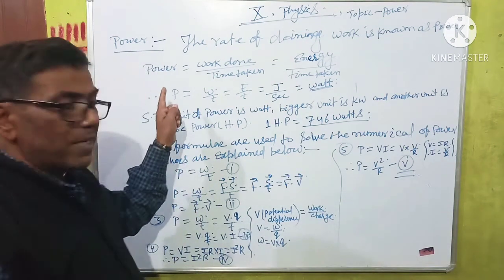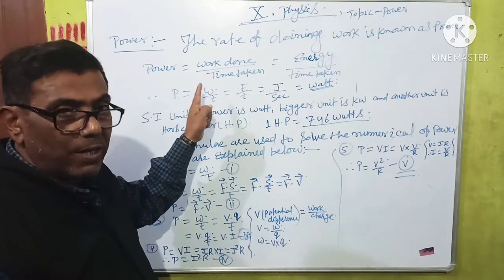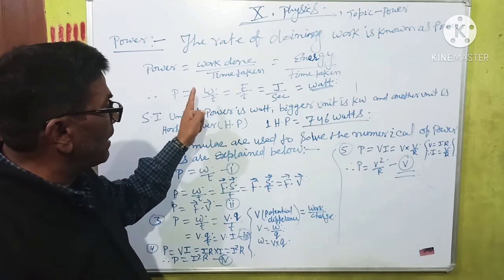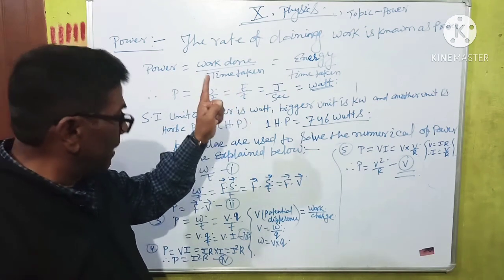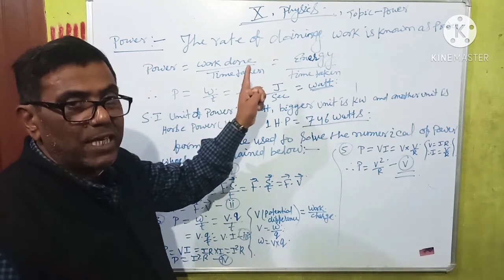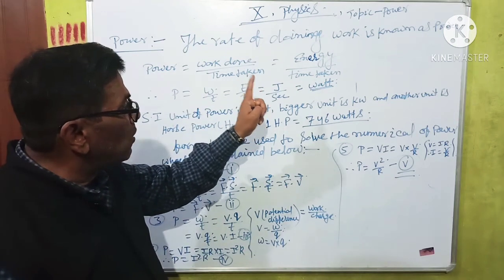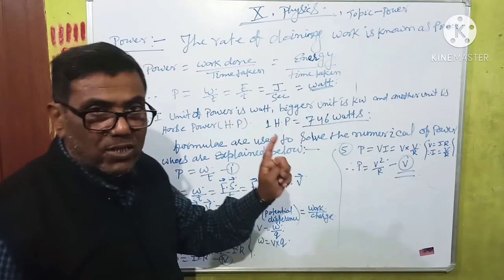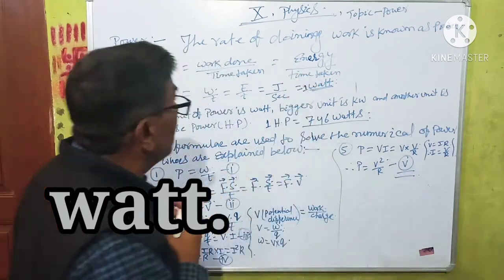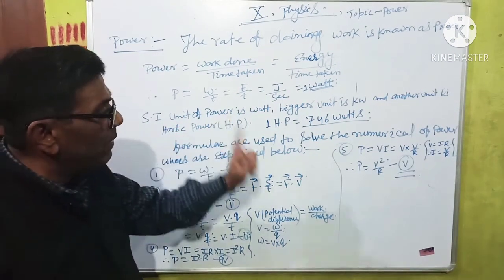So here power is denoted by a small p, work is denoted by W, and time is denoted by T. So P is equal to W by T is equal to E by T. The SI unit of the work done or energy is joule. The SI unit of time is second. So 1 joule of work done in 1 second is known as 1 watt. So the SI unit of power is watt.